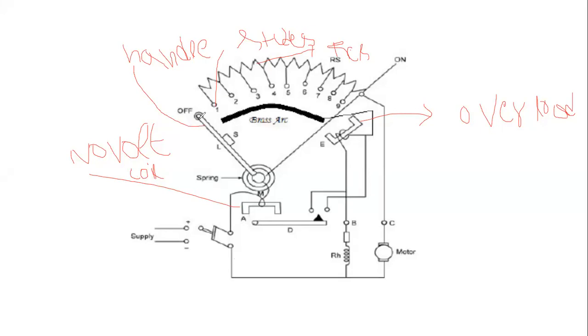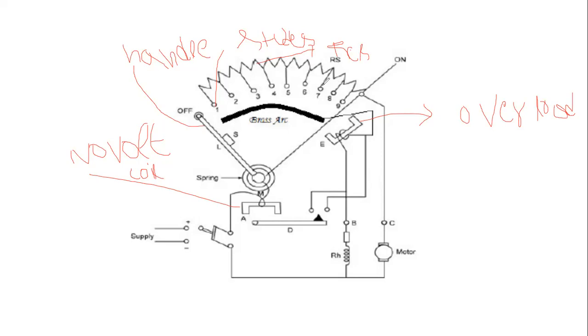First of all, the handle is in the off position. When we give the supply or switch on, the handle moves from stud 1 through stud 9. After that it attains the on position. When the handle moves from the off position to the on position, the total resistance is cut out of the circuit. Therefore, the full current flows through the field winding.